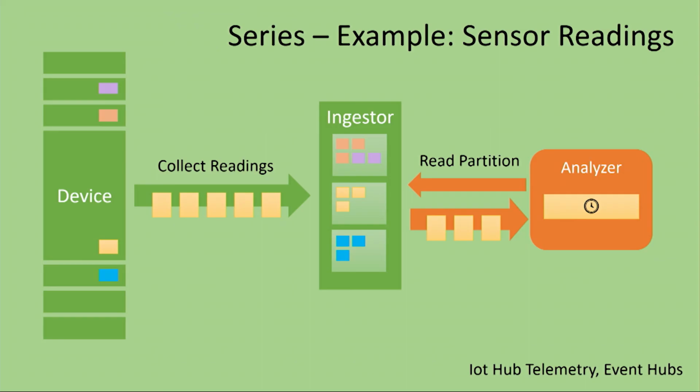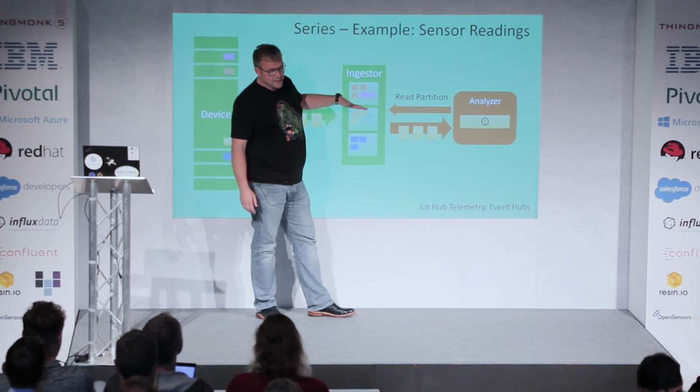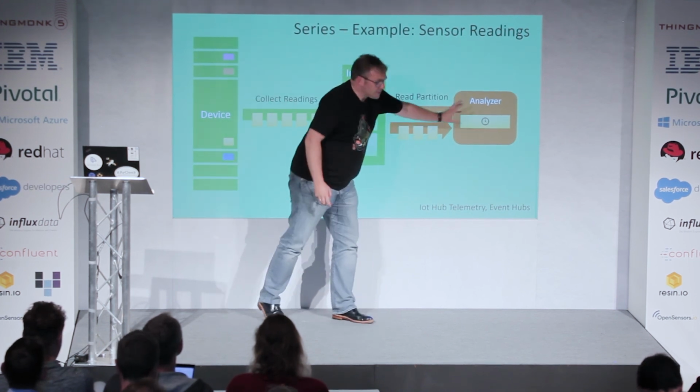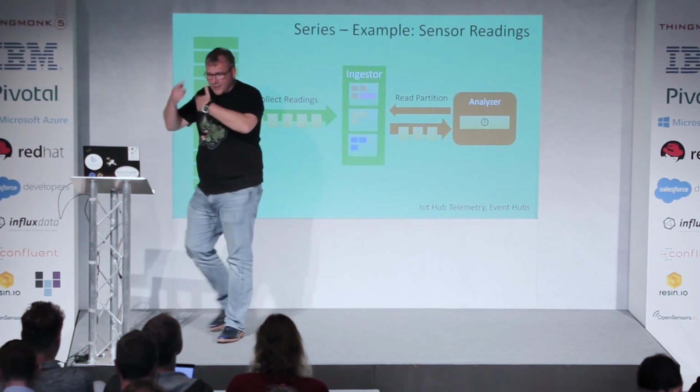That has consequences. Let's look at some examples here. Sensor readings, as I said, you have a device, you collect the readings, they go into a partition. So that's a very similar picture to what you've seen before on Kafka. You have an analyzer, that's your stream processing platform, that picks a partition, sometimes is even able to filter down on a stream, picks an offset, and then pulls the data towards it. And then keeps doing that.